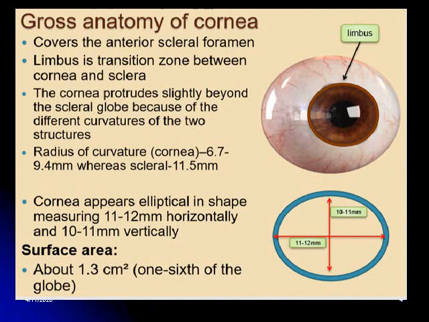The radius of curvature of the cornea, as I mentioned, is from 6.7 to 9 millimeters, whereas the scleral radius of curvature is around 11.5 millimeters. So the cornea appears elliptical in shape with horizontal and vertical diameters.